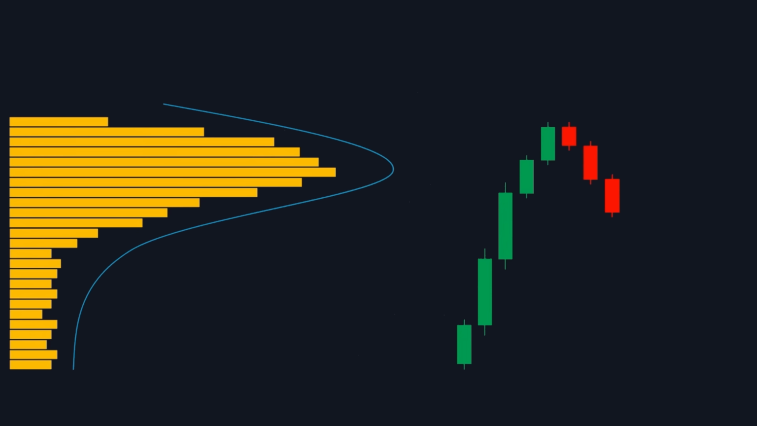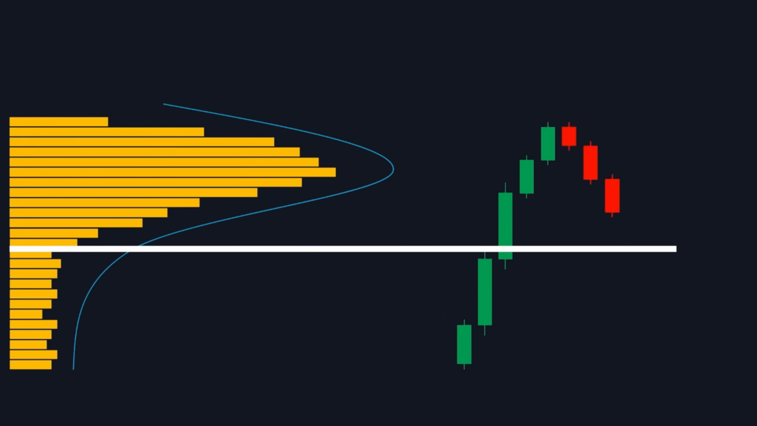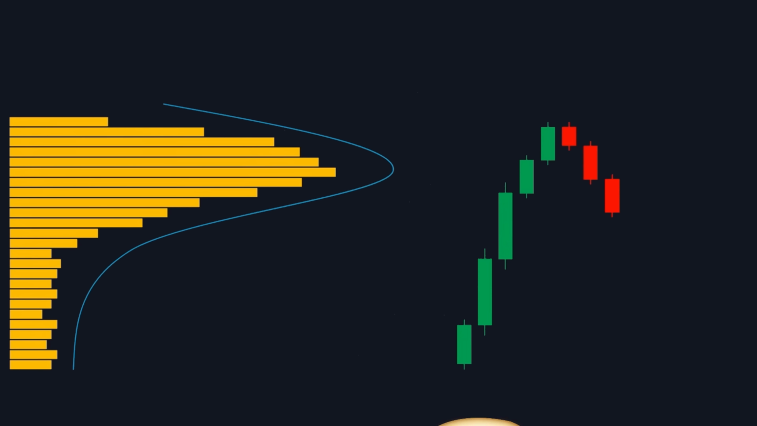One critical rule though, the day has to close above 50% of its range. If it doesn't, it's not a real P shape. Don't trade it as one.